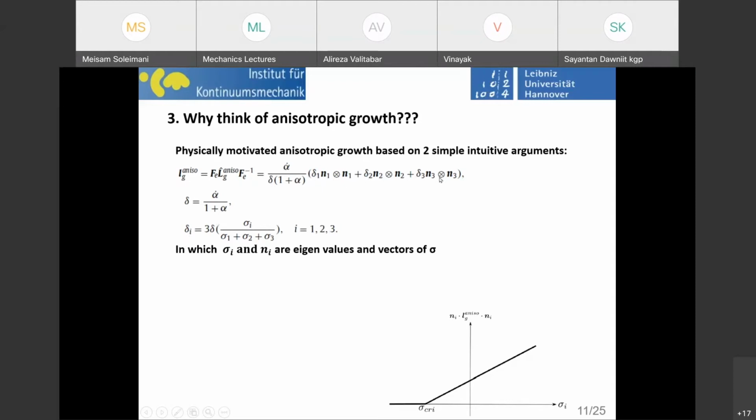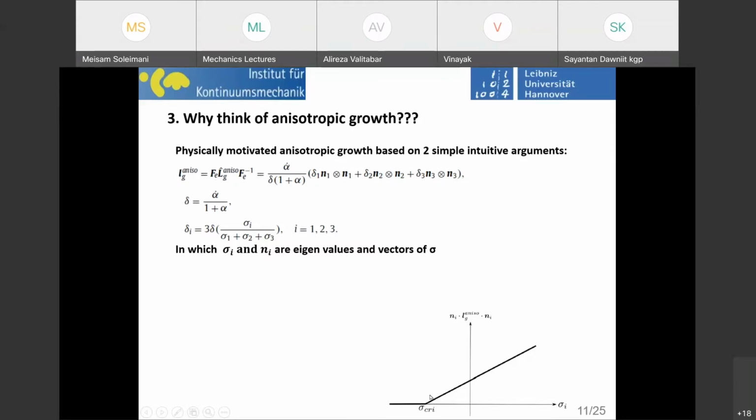So what we do is the spectral decomposition of the stress at any point. We find the eigenvectors, we find the eigenvalues, and depending on the magnitude of the eigenvalues, delta 1, delta 2, and delta 3, we build this growth rate, this L, which is the velocity gradient associated with this growth FG, pushed forward to the current configuration using this FE. This is the way that we build it. So the more tensile load you have, the more growth you get.